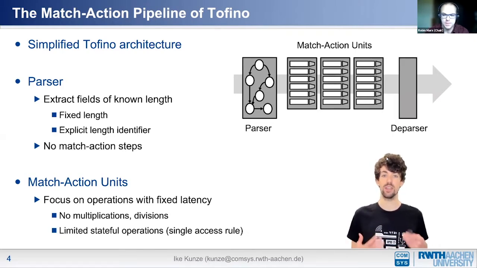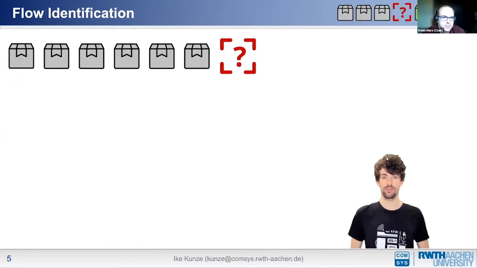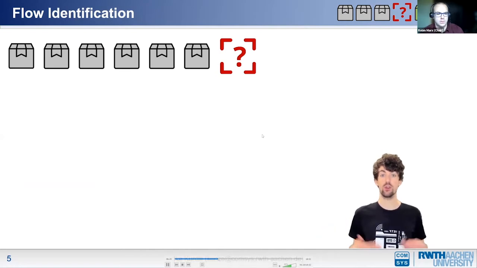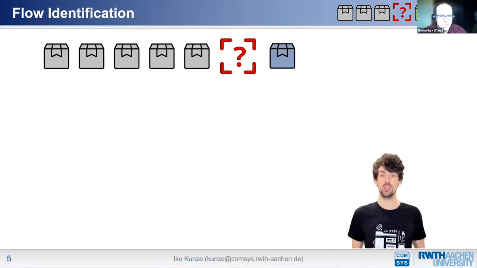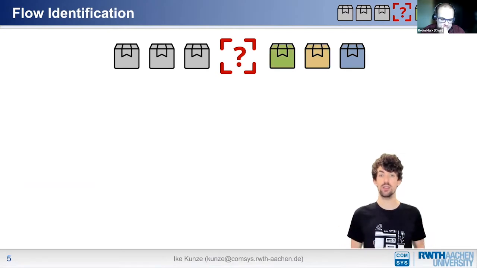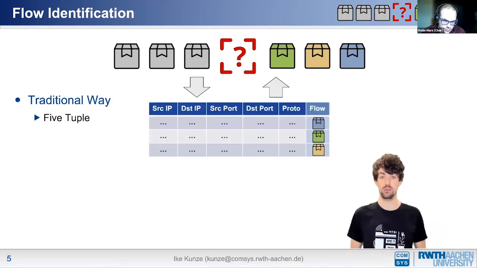With that being said, let me now get to our spin-bit tracker. The first component of our tracker is the flow identification, which is required as the spin-bit is a per-flow mechanism and thus has to be tracked for each flow individually. For example, the first gray packet could belong to a blue flow, the second one to a yellow flow, and the third one to a green flow. How can we now realize this mechanism on a programmable switch? Well, the first answer to that problem is very simple, as we can just use the traditional 5-tuple for matching.